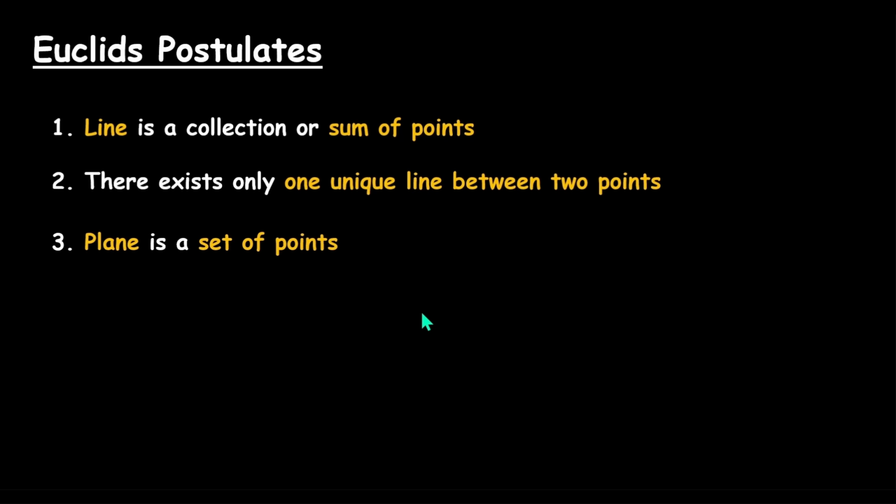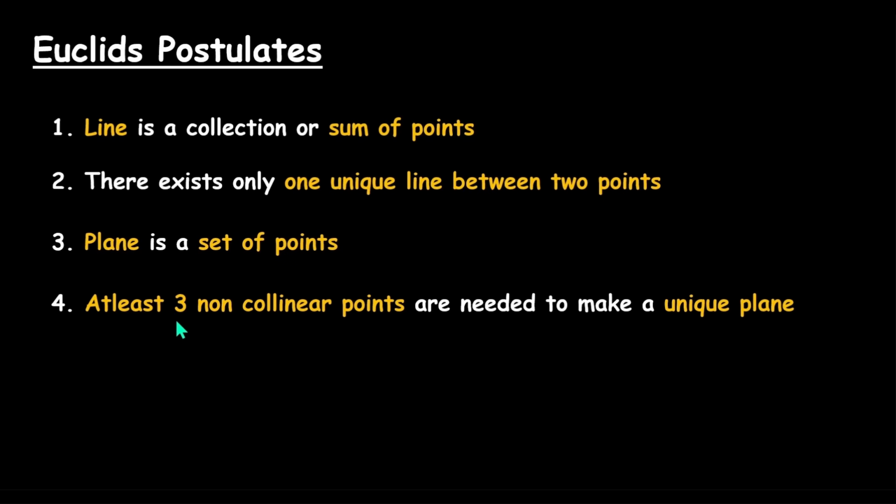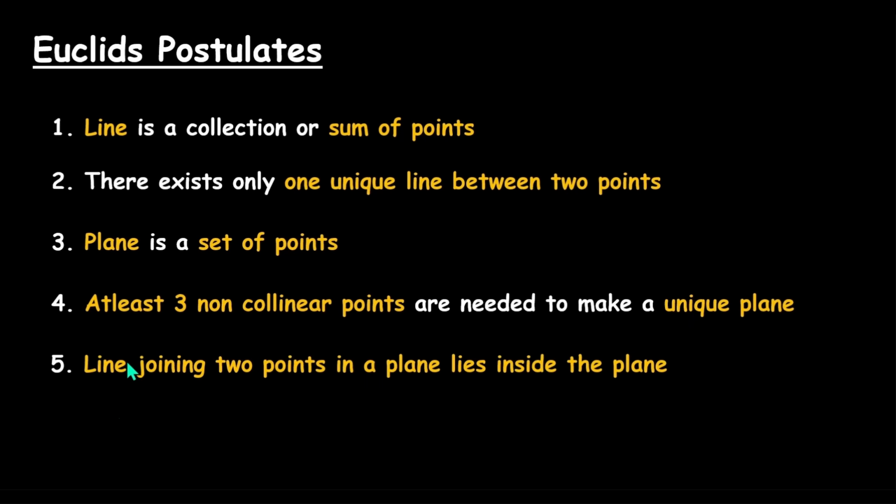Then we extend the idea to a plane. Again, we start by defining the plane. That plane is a set of points. And then we ask how many points I need to make that plane. So at least 3 non-collinear points are needed to make a unique plane. That's the 4th postulate. And the 5th postulate is joining both the plane and line properties. So a line joining 2 points in a plane lies inside the plane.